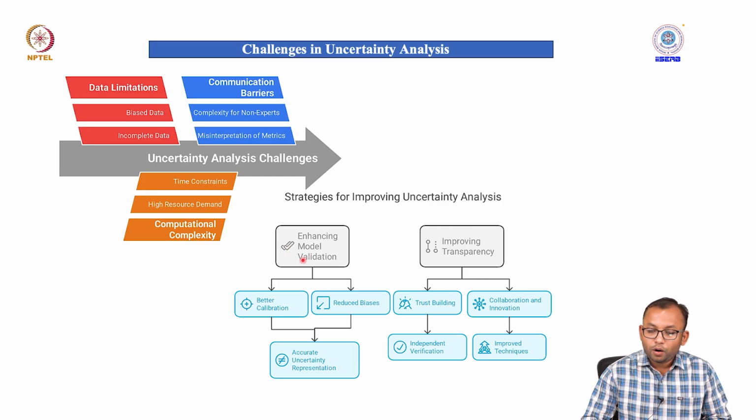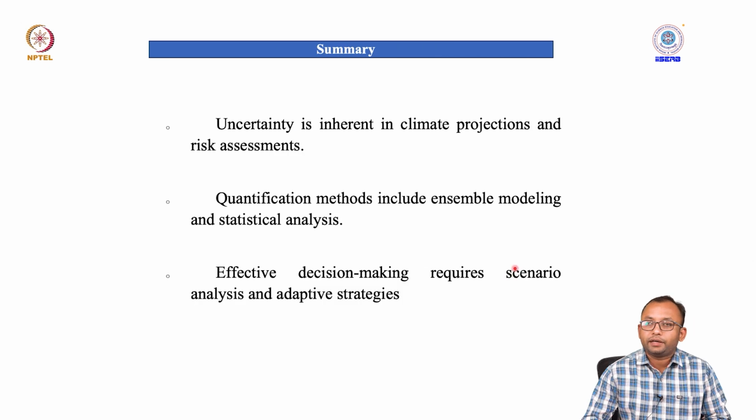How do we enhance the model validation? We need better calibration, reduced biases, and then accurate uncertainty representation. Or maybe we can improve transparency, for example through trust building, collaborative innovations, independent verification or improved techniques, which can also improve the transparency of our modeling setup so that we can have minimum uncertainty in our model projections.